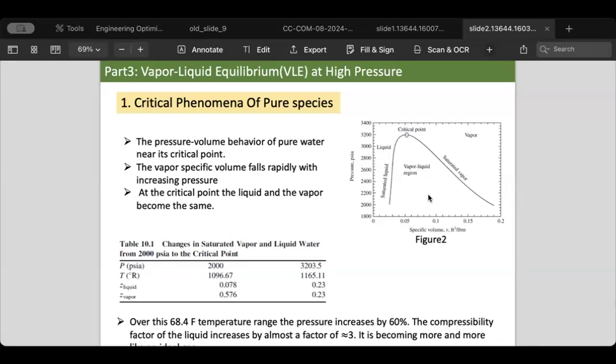Actually, this is a pure phase, but in case of mixture, it is also the same, with similar behavior. The specific volume falls rapidly with increasing pressure. And at the critical point, the liquid and vapor become the same. You cannot distinguish between liquid and vapor. It's on the border.